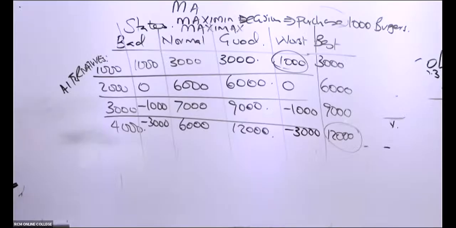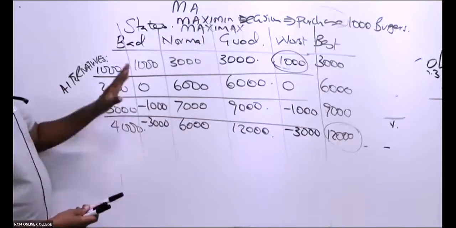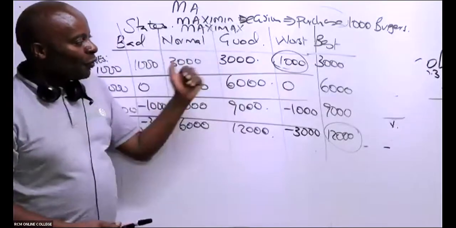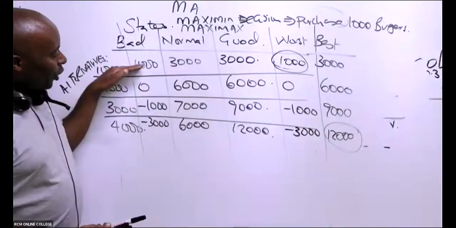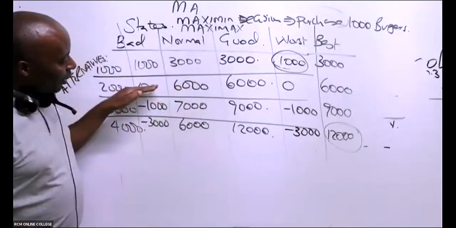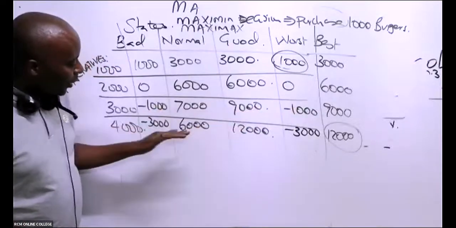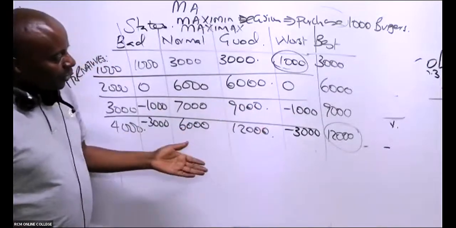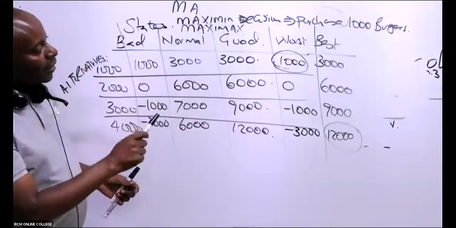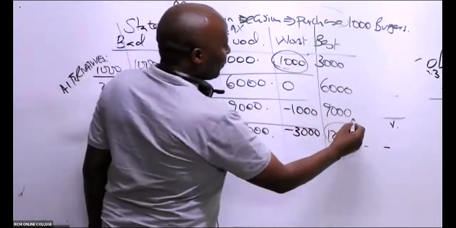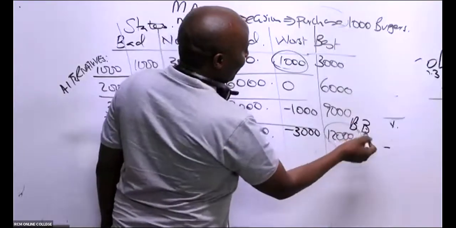So remember, under best of the best, what do you do? Maxi-maxi. You go to each alternative, choosing the highest profit, highest payoff. So for this one, the very highest is 3,000. Very highest is 6,000. Very highest is 9,000. And then the very highest is 12,000. And then amongst all the best, now you only pick one, which will be the best of the best. Only one, best of the best, like that.